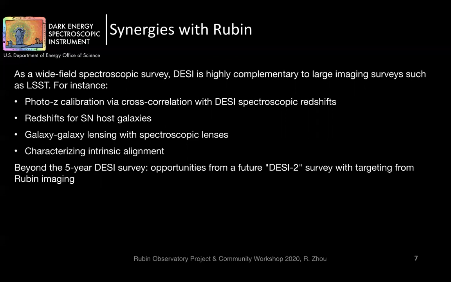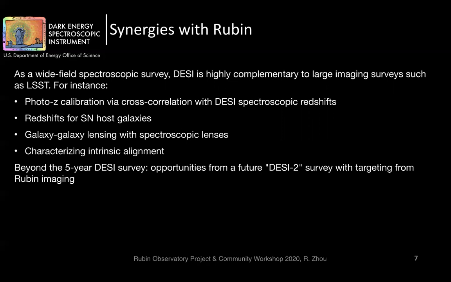There is also benefit to studies of intrinsic alignment. Precise redshifts from DESI break the degeneracy between intrinsic alignment parameters and photo-z uncertainties, and they provide greater constraints on intrinsic alignment models than photometric data alone could.